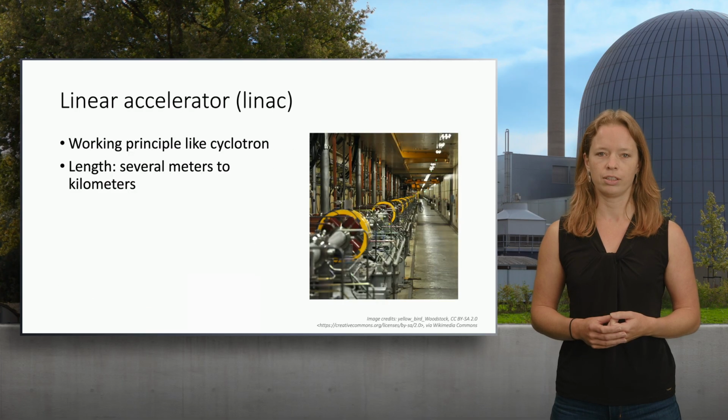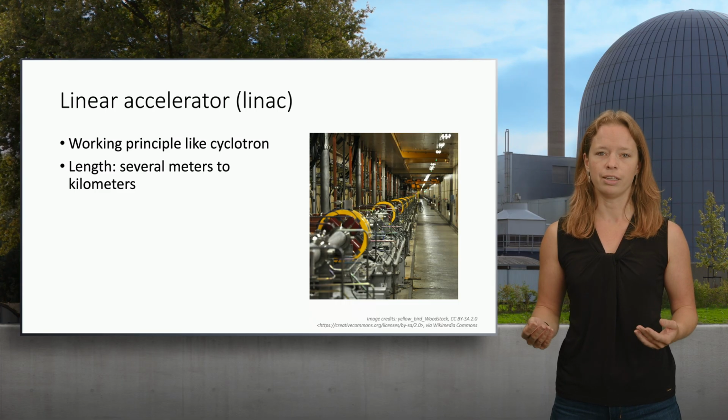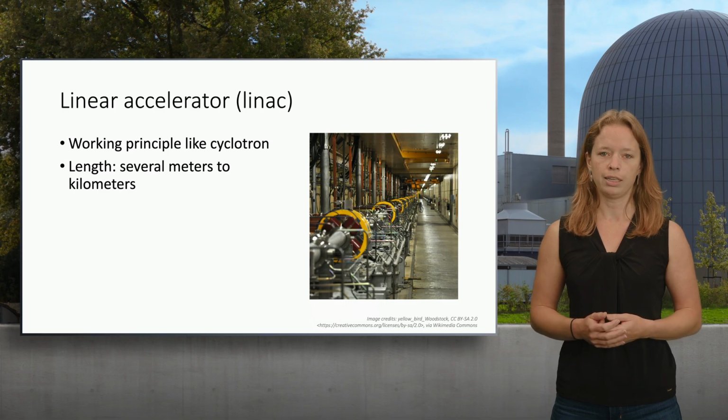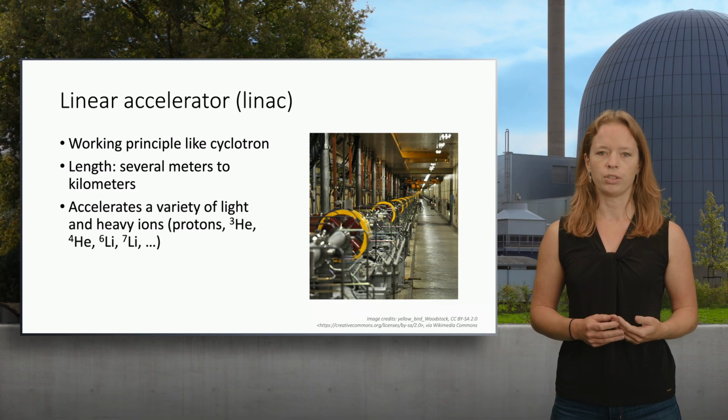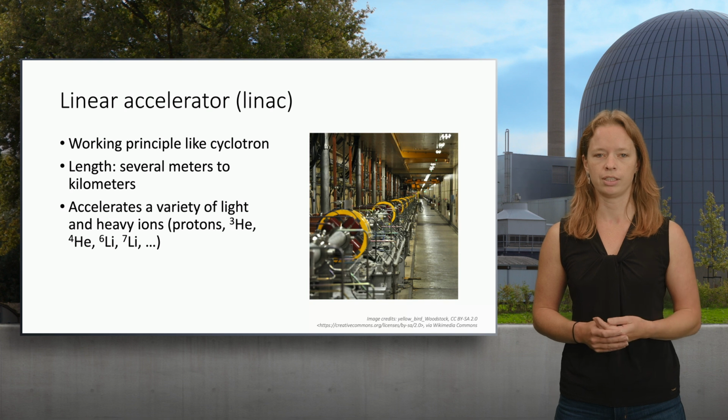Finally, linear accelerators, or LINACs for short, are also used to produce radionuclides. Their working principle is actually similar to that of a cyclotron, but rather than accelerating these ions in a circle, they are accelerated along a linear trajectory. These LINACs can become very long, from several meters up to kilometers in length. Next to protons, LINACs are also used to accelerate many other light and heavy ions.